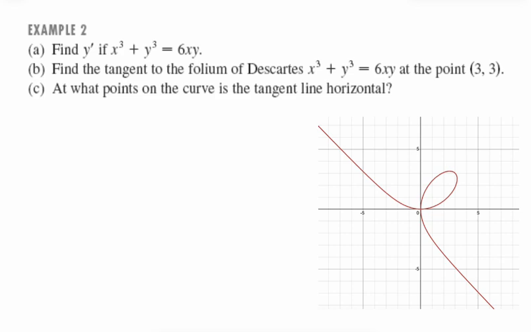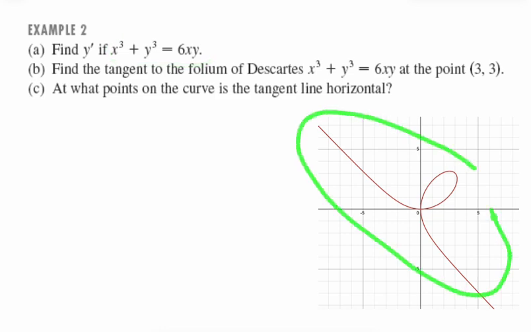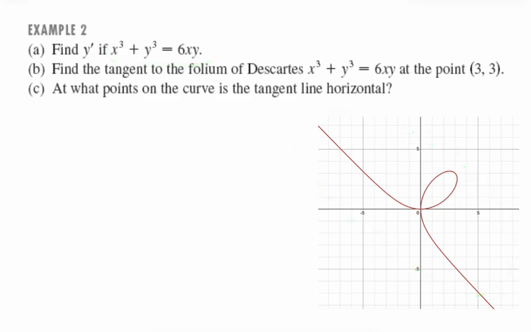This graph, this equation, x cubed plus y cubed equals 6xy, gives you this little loop thing right here. It's called the folium of Descartes. Descartes was a mathematician. The Cartesian plane was named after him. So whoever named this particular equation named it for Descartes. Anyway, the first step says to find y prime. Our equation does not read y equals, for us to find y prime easily. So we have to use implicit differentiation.